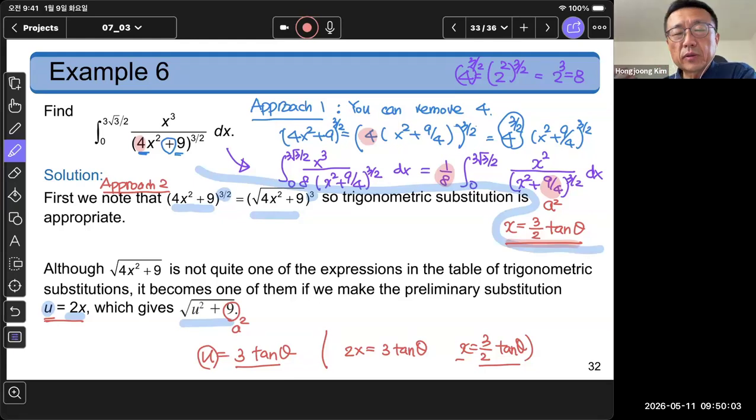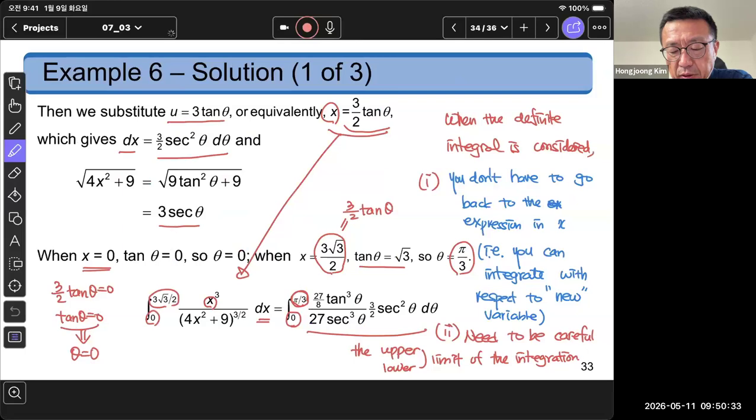Or you can temporarily introduce a dummy variable u to replace 2x, so that you have square root of u squared plus 9. And then you can use the trick in the table to change u to 3 tangent theta, or x equals 3/2 tangent theta. Okay? Either way, you get this expression. The square root of 4x squared plus 9 will be 3 secant theta, and your dx will be replaced by this.